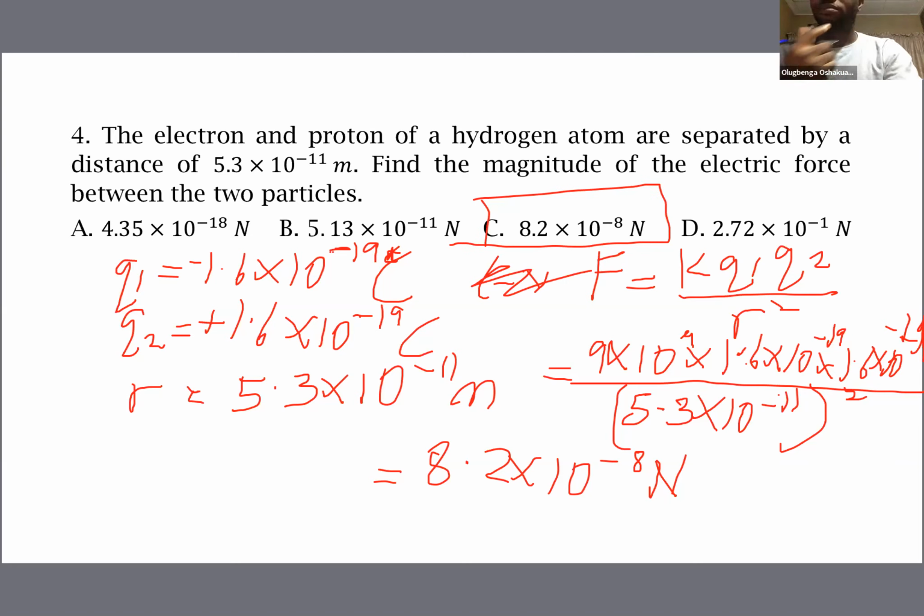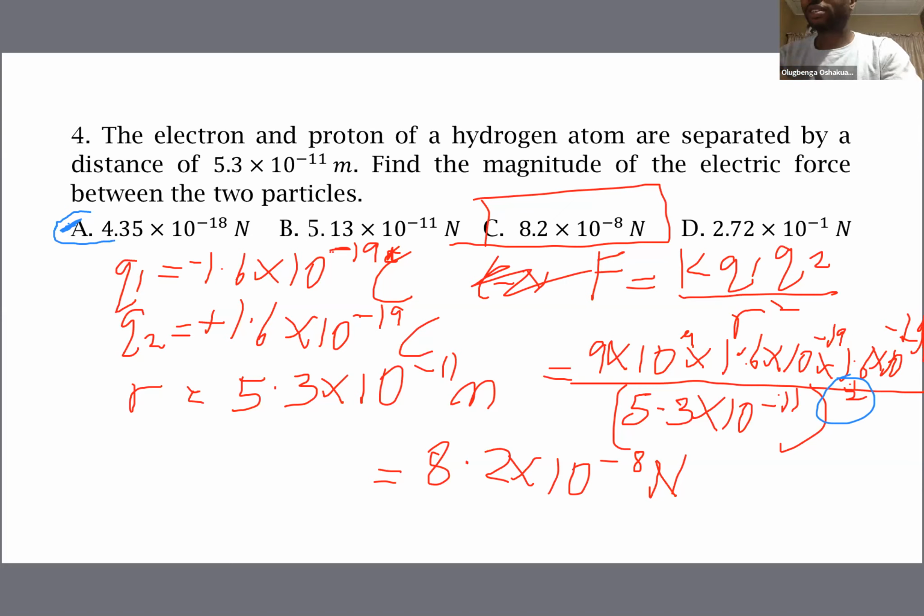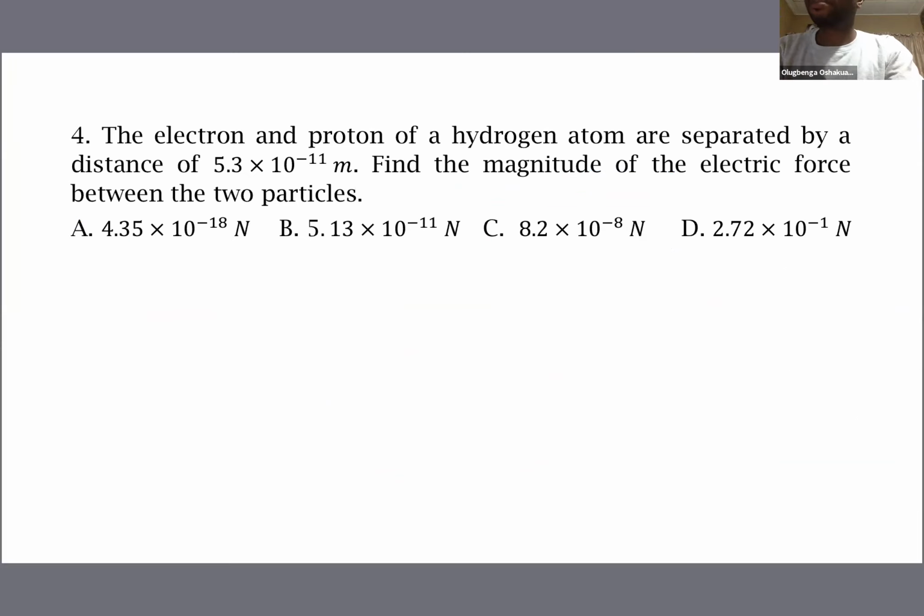If you make a mistake by not putting a square here, by not saying R squared, you're most likely going to get option A. But the right answer here is option C. So all the options were calculated. There is no option that is redundant here. So let's move ahead.